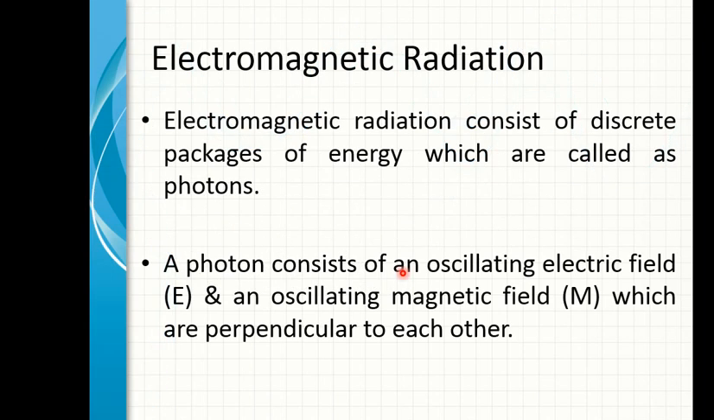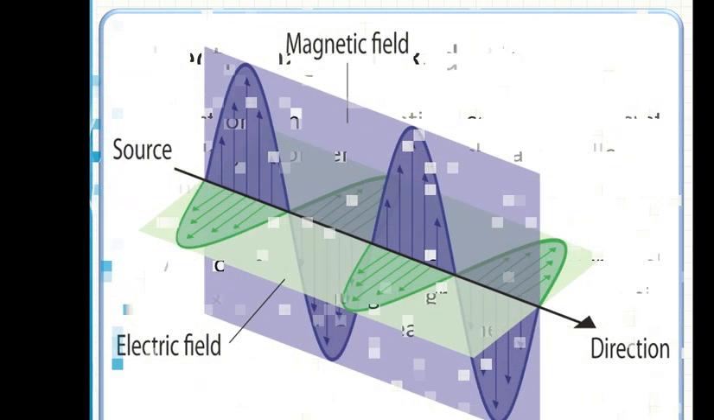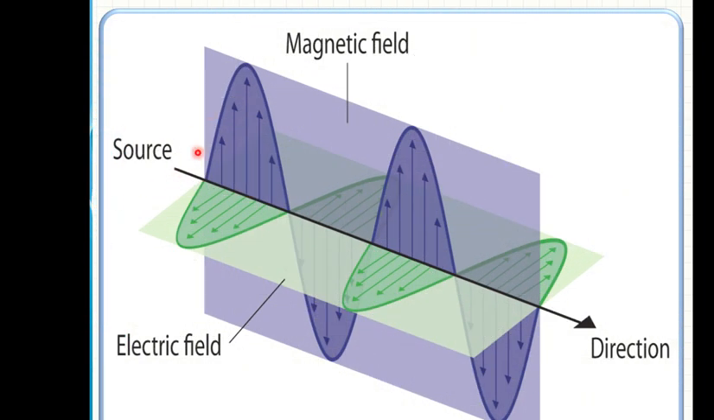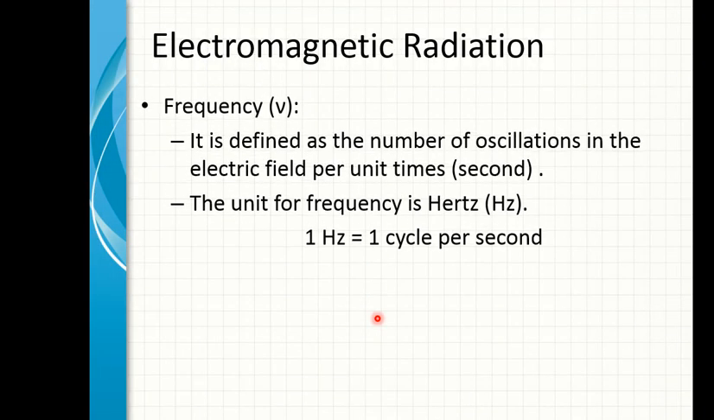What is meant by electromagnetic radiation? This radiation consists of discrete packages of energy which are called photons. This is the source of electromagnetic radiation. This photon consists of waves, which consist of a magnetic field and an electrical field. There are many terms used to express electromagnetic radiation, like frequency, wavelength, and so on. We have to define these terms.